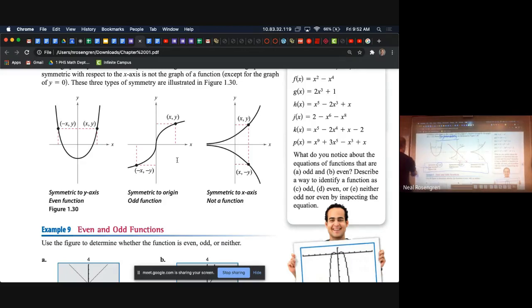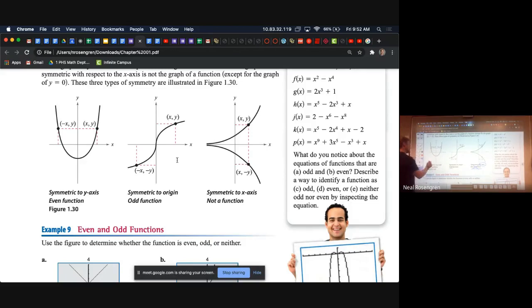Okay. And then last but not least, what if it's symmetric to the x-axis? Well, it's not a function, so I don't care about that. I want function symmetry, not relation symmetry. So we really only have to worry about functions that are even or odd. We don't have to worry about graphs that are symmetric to the x-axis because those aren't functions.